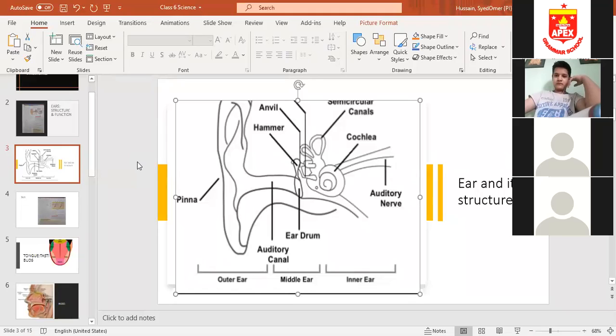Miss, what is the meaning of pinna? Pinna, that is called ear flap. Our outer ear, which you can touch, that is called pinna.